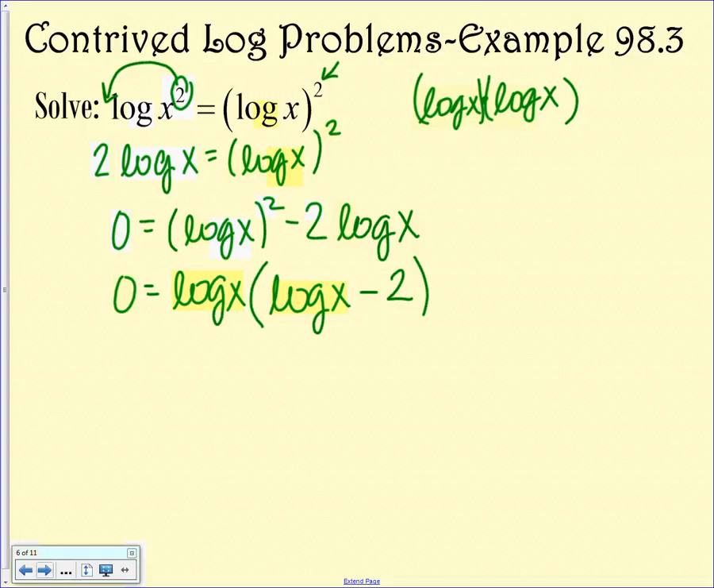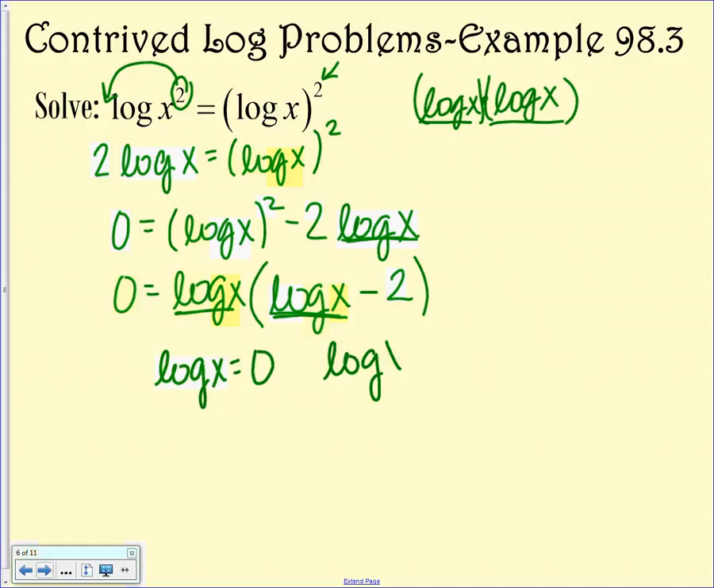So again, they both have a log of x in common. Log of x squared is log of x times log of x, which is what I have right here, log of x times log of x. And then if you look here, you have a log in that minus 2 log x, so you pull it out, and that's what you are left with. Now that we have it factored, you can set your factors equal to 0. So log of x equals 0, or log of x minus 2 equals 0.